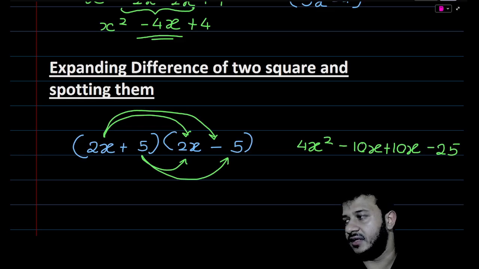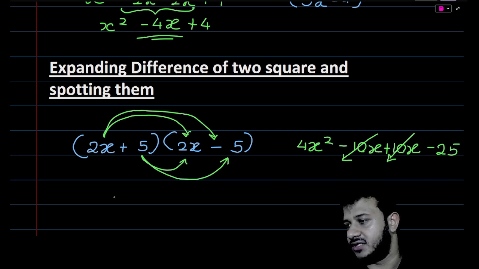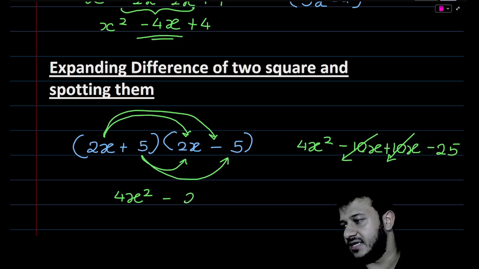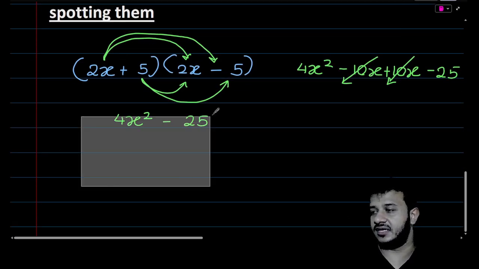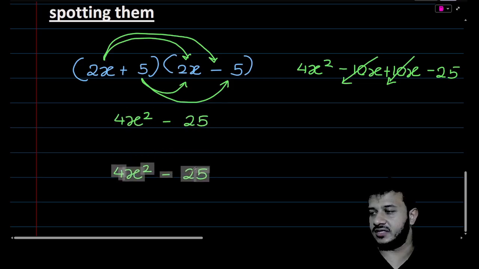Then what will happen? Negative 10x and a positive 10x will cancel off, and you will have leftover how much? 4x squared minus 25. Or in other words, Rishan, 4x squared means what?